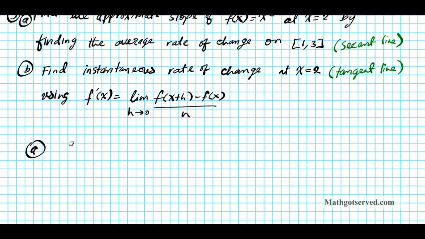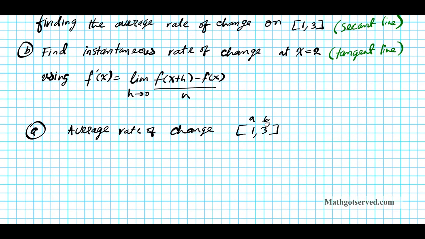So let's start with the a part. Let's find the average rate of change on 1 comma 3. You want to note that these are x values, so I'm going to call this a, b. These are x values. That's why they're in brackets, not in parentheses. So please do not call this x and y. That's inaccurate. So average rate of change is basically delta f over delta x. And you can find that on an interval by computing f of b minus f of a divided by b minus a. This is how you find the average rate of change.